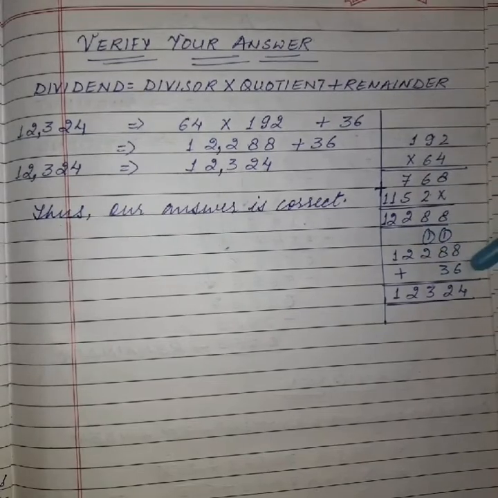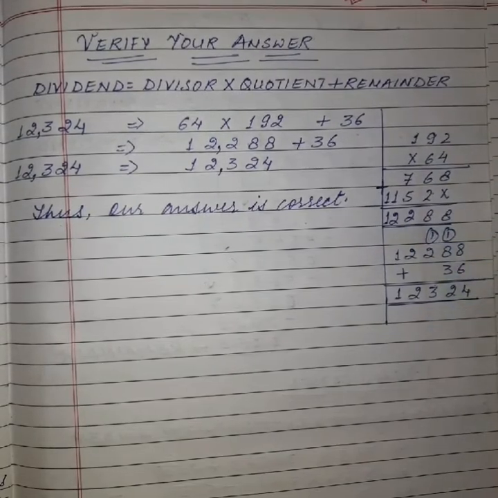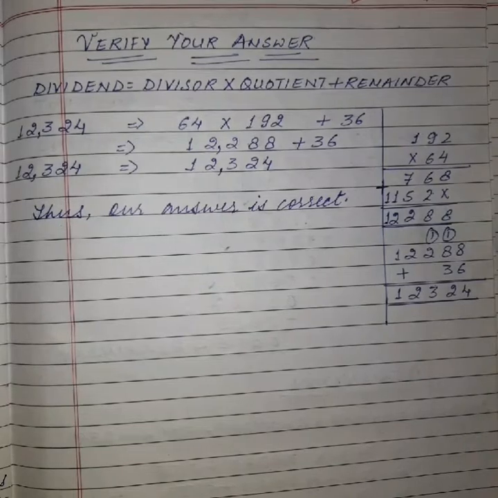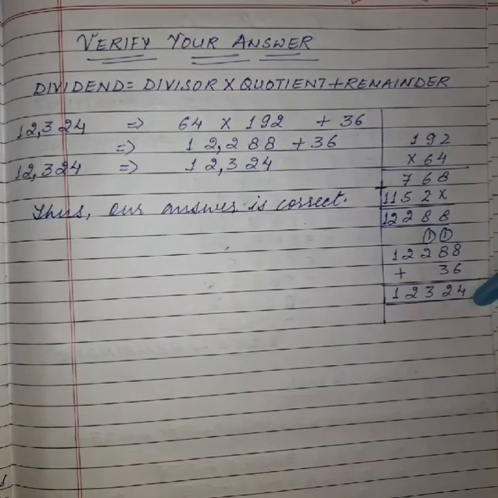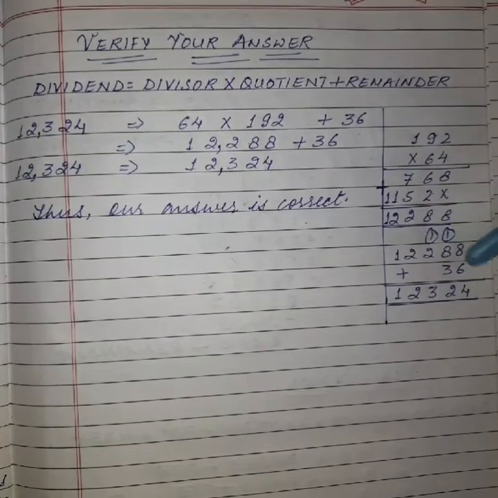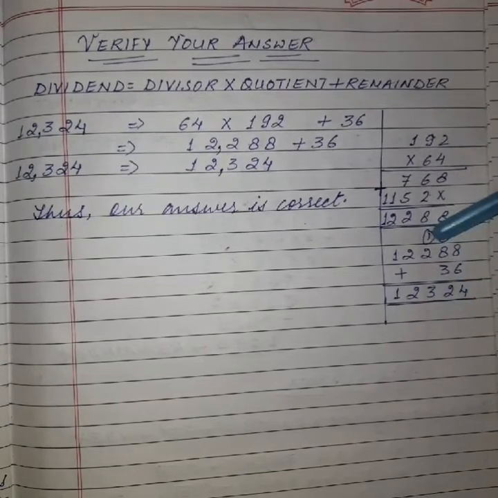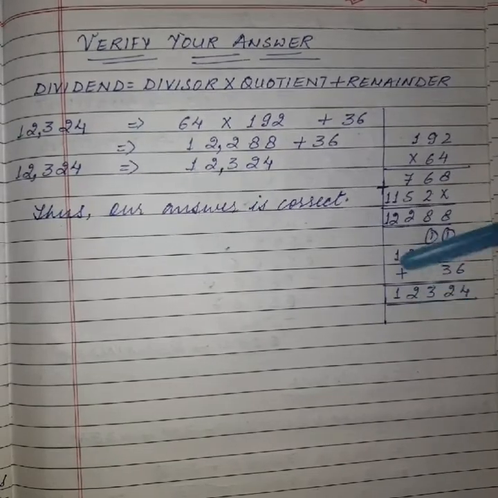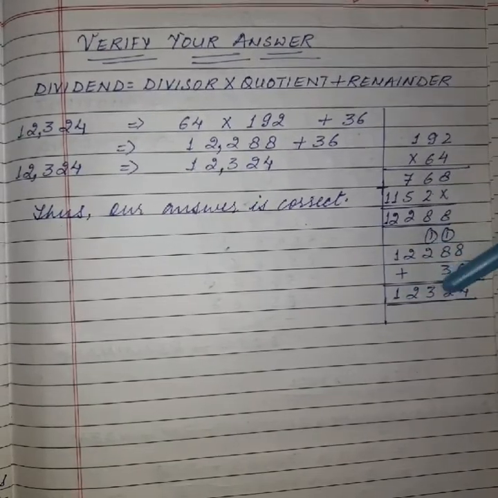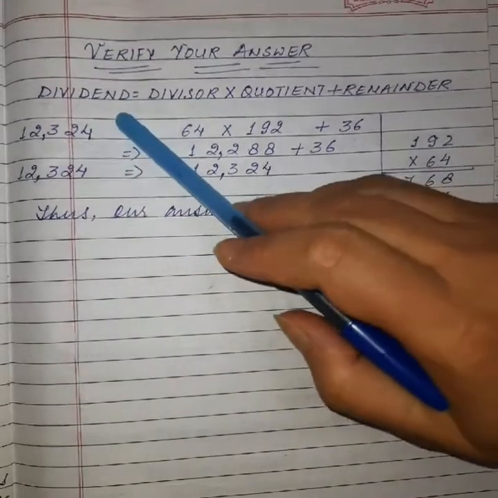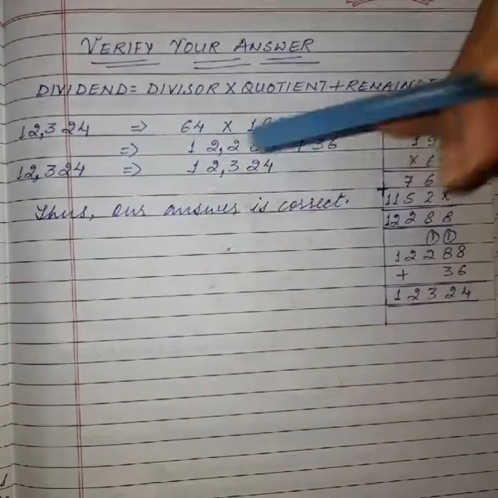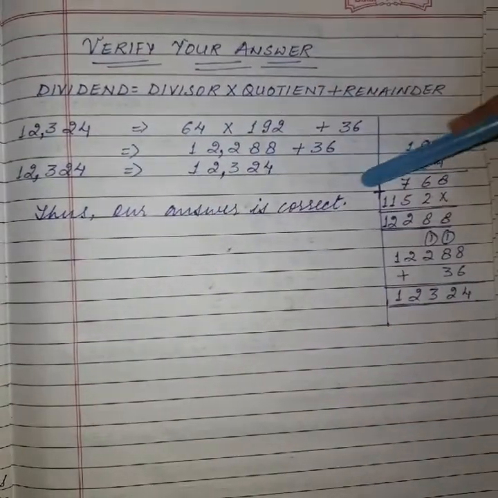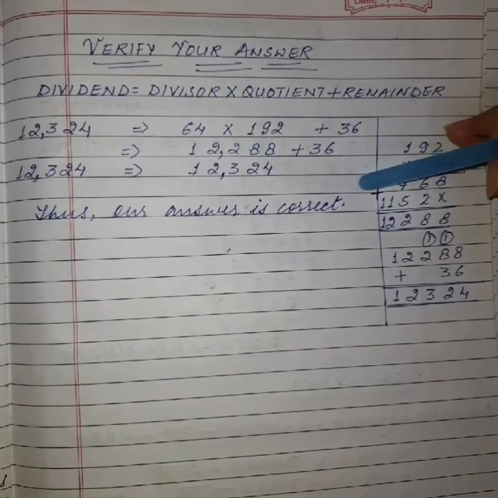12,288 plus 36. Let's see what we'll get. 8 plus 6, 14, 4 here, 1 carry over, 8 plus 3, 11 plus 1, 12, 2 here, 1 carry over, 2 plus 1, 3, 2 we'll write down here, 1 here. We have got 12,324 and that was our dividend. That means our answer is correct.